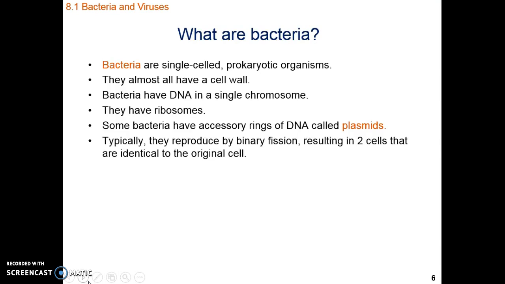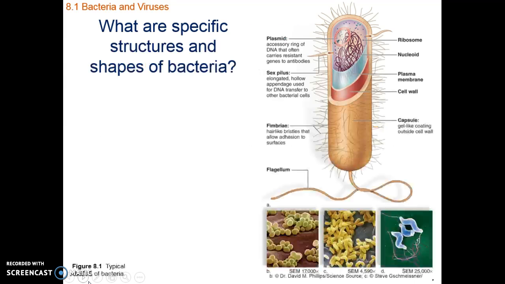And some bacteria have what are called plasmids, and those are additional pieces of DNA that they have acquired over time. And usually bacteria are going to reproduce through binary fission, which is just the cell basically dividing itself in half. So you've got the binary 2, and it just cuts itself in half, the binary fission. And the 2 cells are going to be identical to the original cell. And we'll talk more about cell reproduction in humans, chapter 19, 20, 21, somewhere down the road.